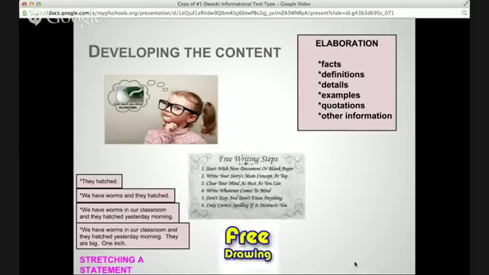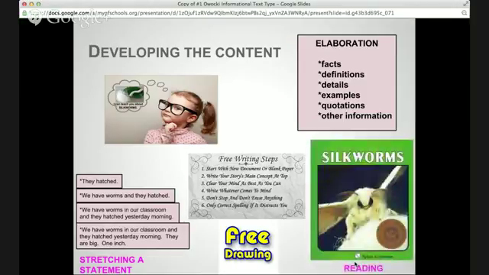Sometimes asking kids just to do a free write on the topic or a free draw, and what may emerge is information that they knew that in the beginning they weren't aware of, but that can help to develop the content. And lastly, sometimes we just need to go back to some of the books and check and gain more information so that we really can flush out a well-developed informational piece.